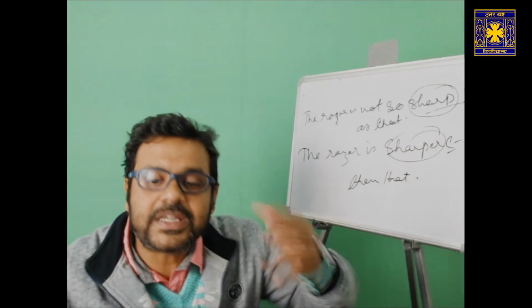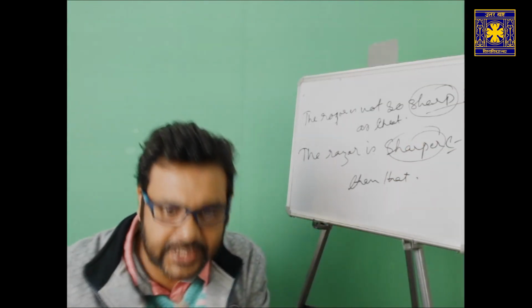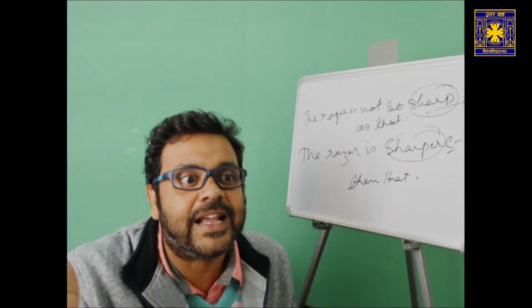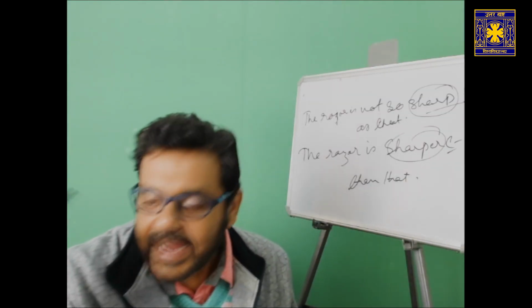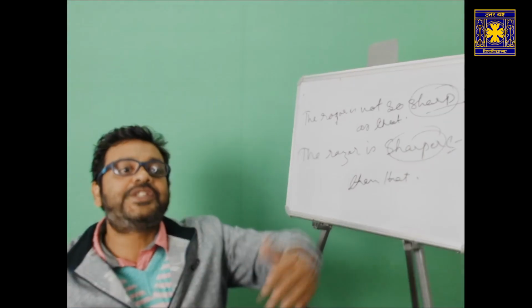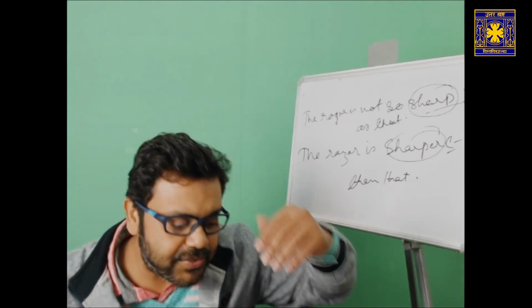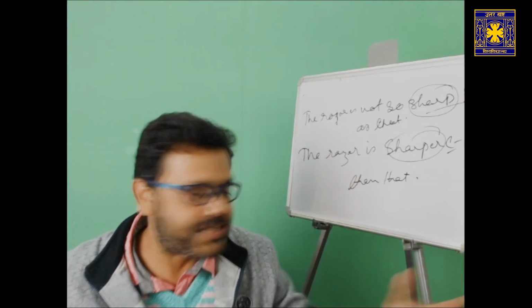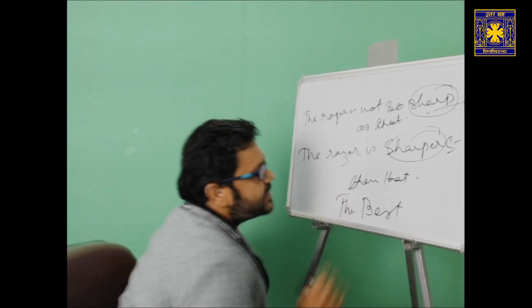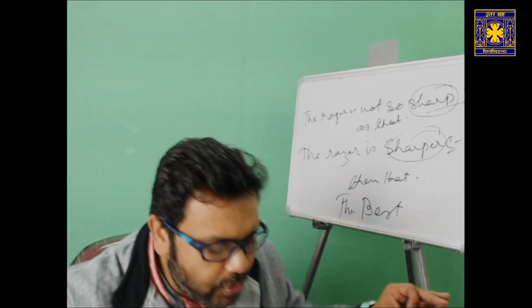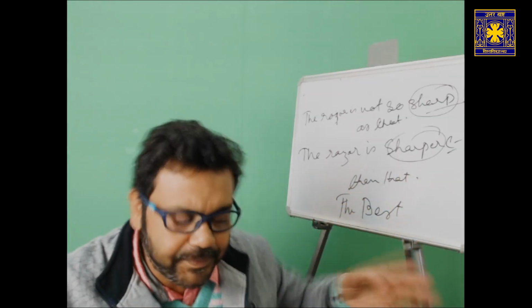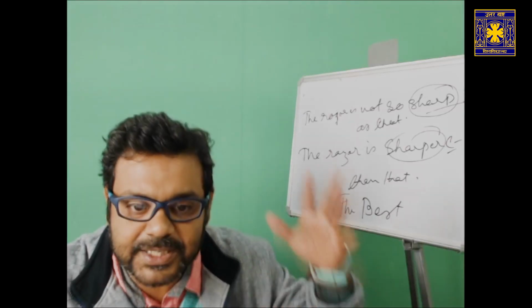Again, suppose a sentence has an adjective in the comparative degree, like he is better than any other boy in the class. How should I do this? If I change this comparative degree adjective into a superlative degree adjective, how should I do this? He is the best boy in the class. Before the superlative, you have to use the article the. He is better than any other boy in the class. This is in the comparative degree. The superlative will be: he is the best boy in the class.